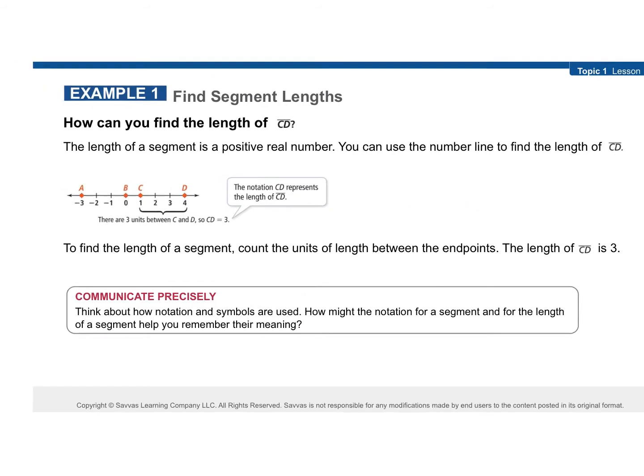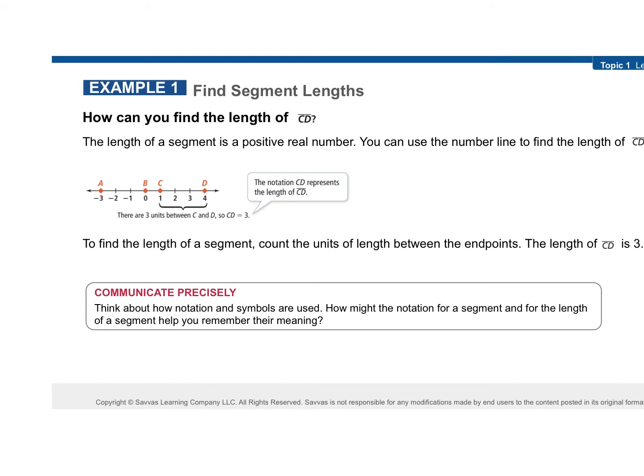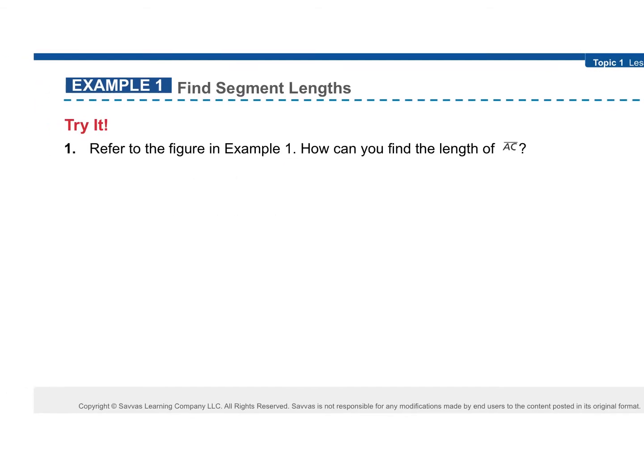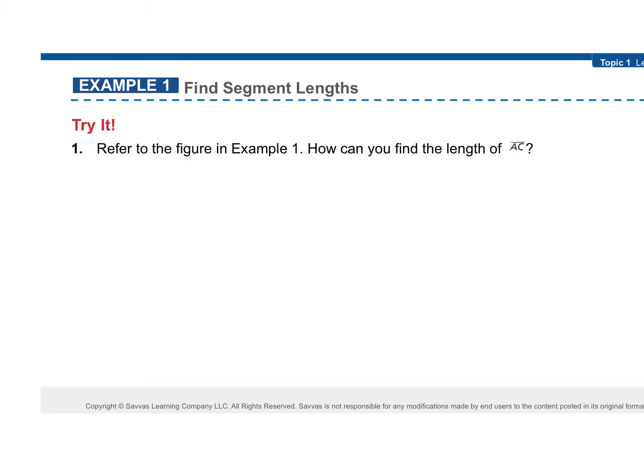Okay, so how can you find the length of CD? Well, we're just going to count, right? 1, 2, 3. The notation of CD represents the length of CD. To find the length of a segment, count the units of length between the endpoints. Of AC. Well, we just count, right? 1, 2, 3, 4. Try it. So the length of AC is 4.